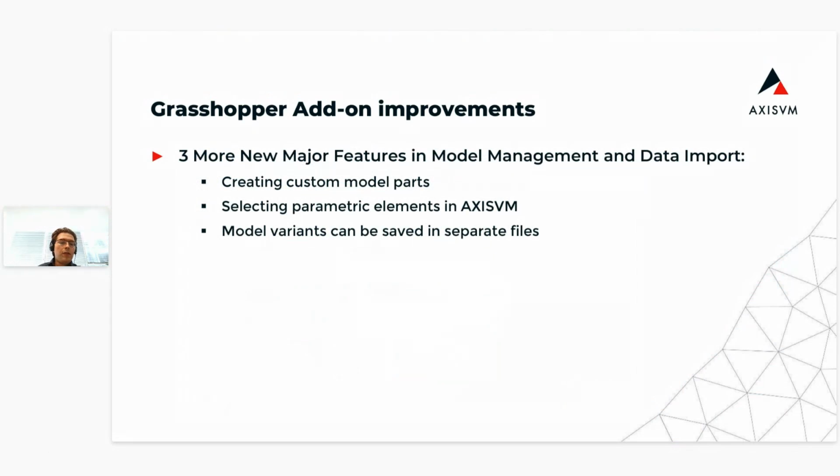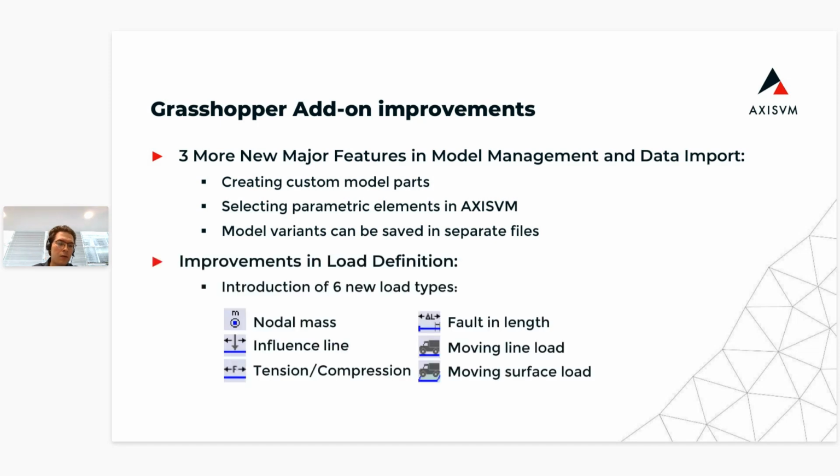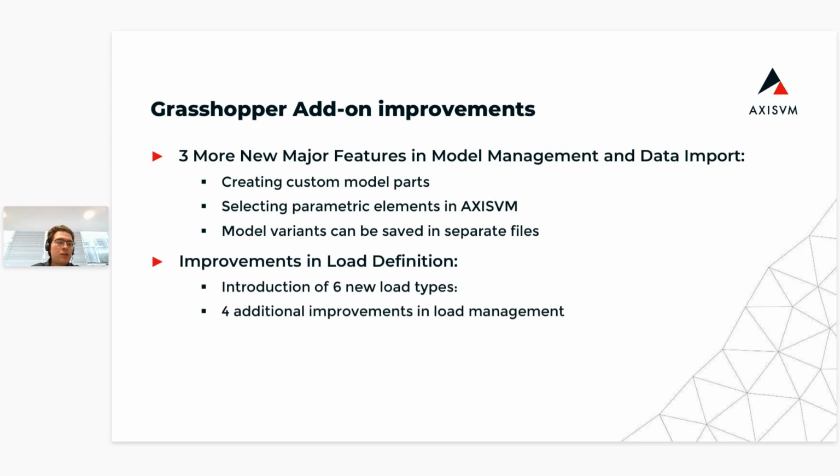In addition to the features just presented, 3 more new functions have been introduced in the model management and data import: creating custom model parts from Grasshopper, selecting elements in AXISVM from Grasshopper, and saving model variants in separate models. Regarding load assignment, 6 new load types have been introduced, as you can see. And additionally, 4 related smaller improvements have been made in this field.